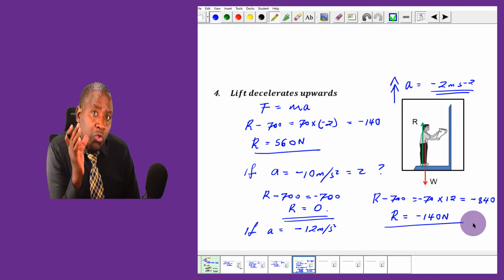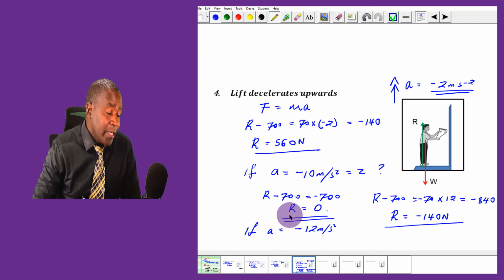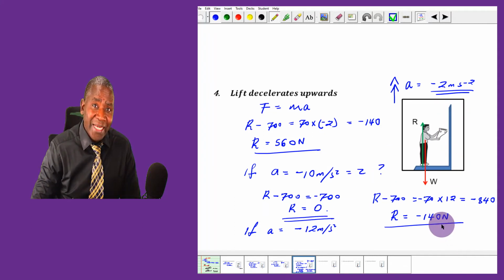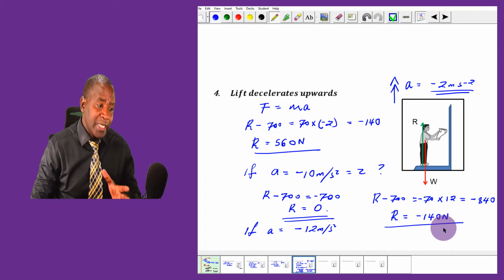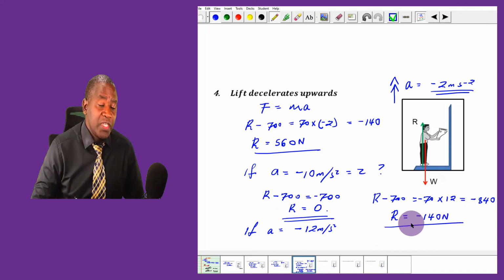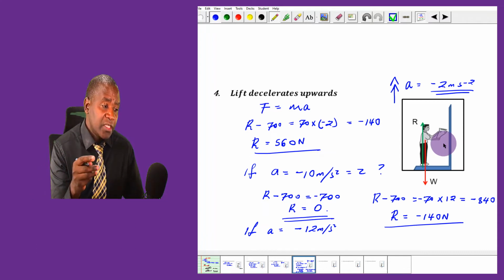And let's not lose sight of the fact that, I hope I mentioned this, when R reads 0, it means that the apparent weight of that object is 0. The reading on the balance will be 0. How about when it is negative? These balances are not calibrated to read negative values of the forces. It will simply read 0, but this is important. If R is negative 140 newtons, the balance will simply indicate that the weight of this person is 0.